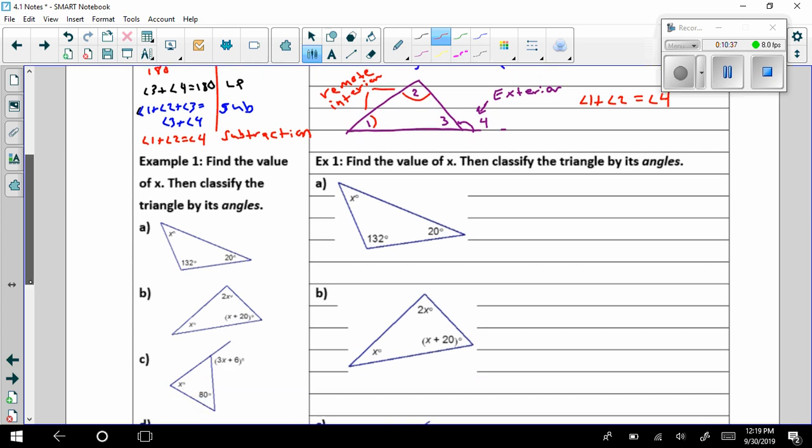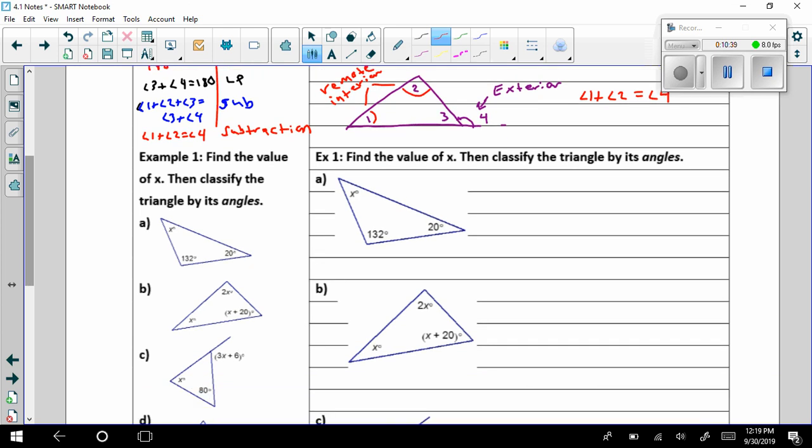Okay, so using those to solve algebra problems. For triangles where you're given all 3 inside angles, we can set up a quick algebra equation adding up the 3 of them and setting them equal to 180. Go ahead and solve that. Okay, so x is 28.